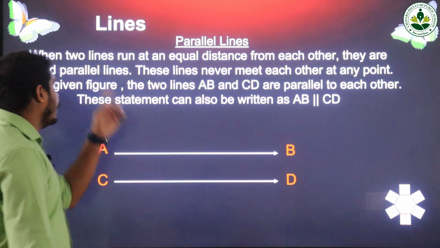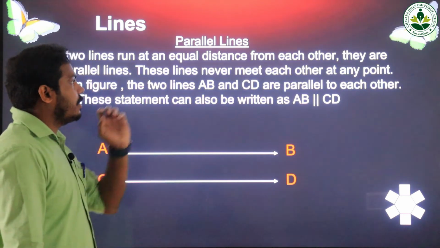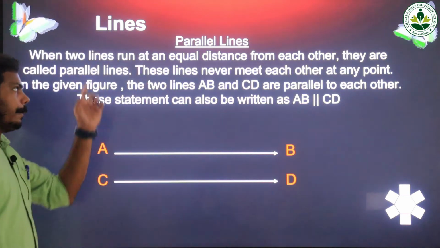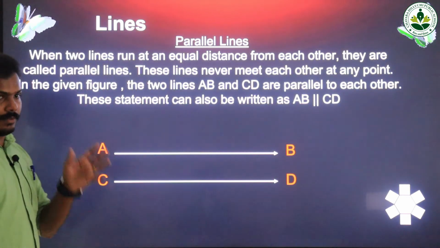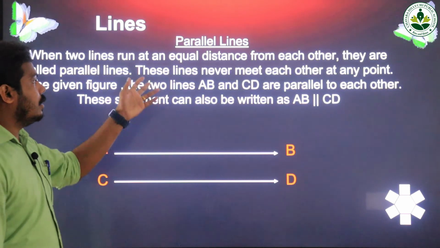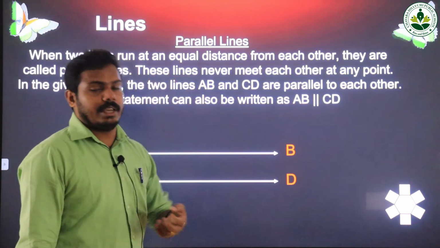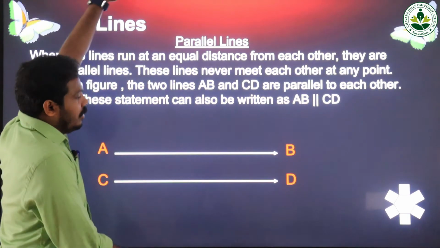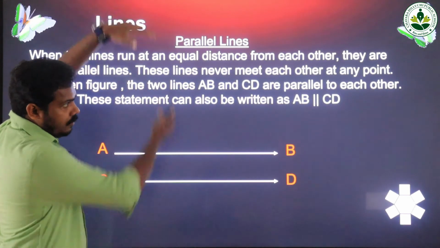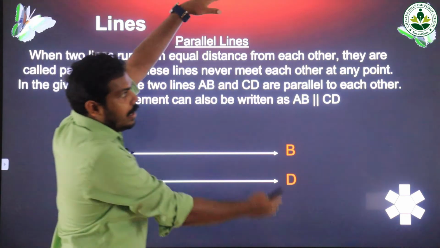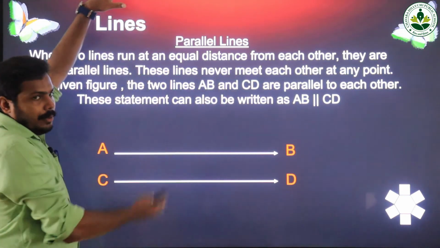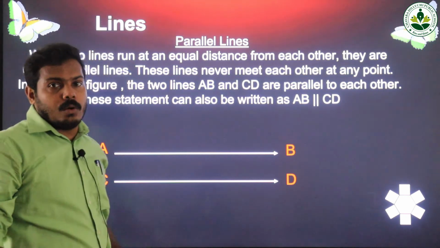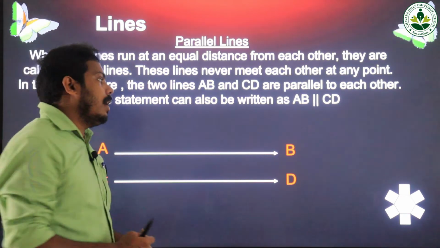What is a parallel line? When two lines run at an equal distance from each other, they are called parallel lines. What is the specialty of parallel lines? These lines never meet each other at any point. Here, the edges of the screen always keep an equal distance and never meet at any point. So these types of lines are called parallel lines.